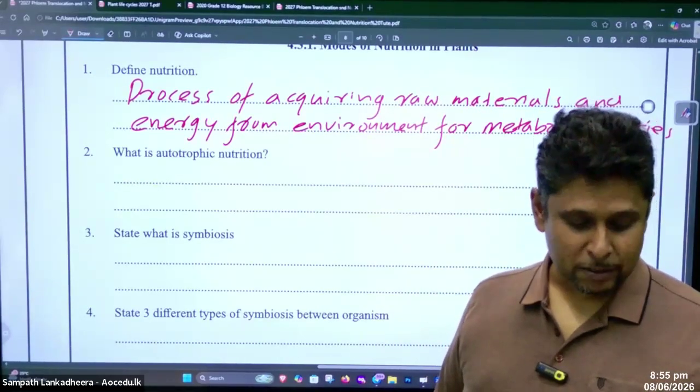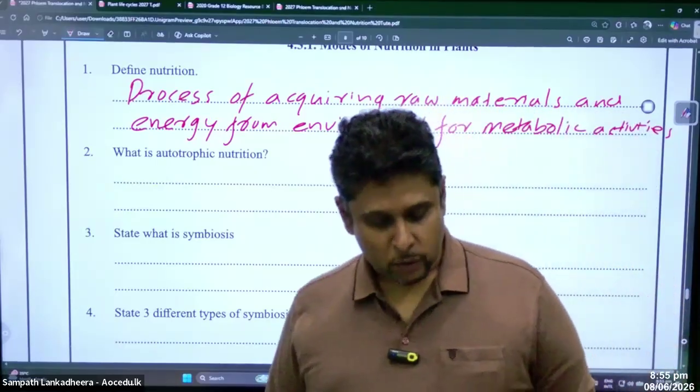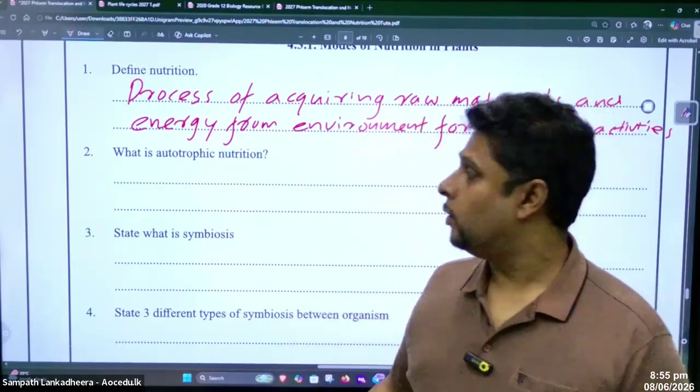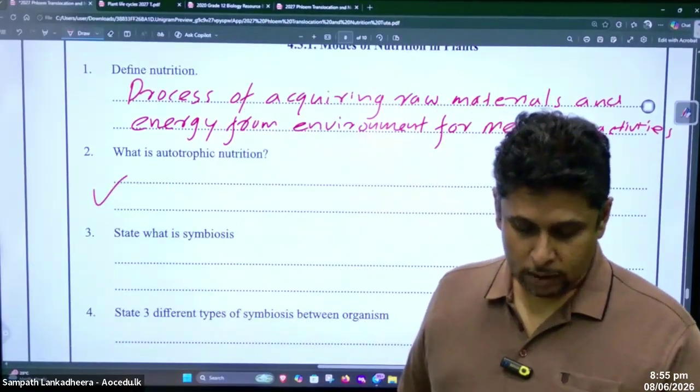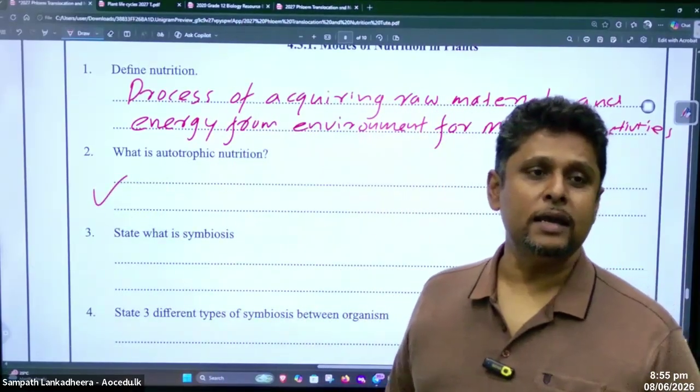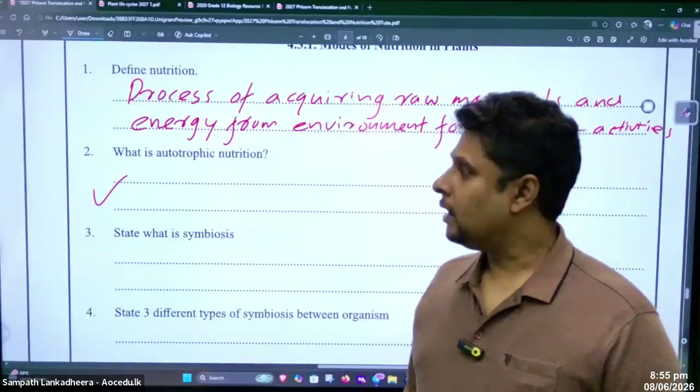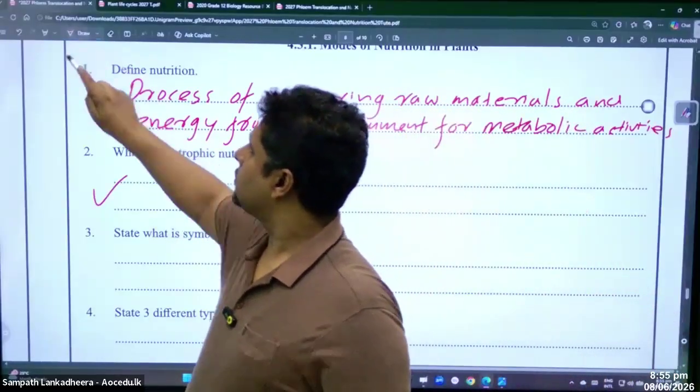What is autotrophic nutrition, people? Synthesis of organic materials from carbon dioxide and inorganic nutrients.